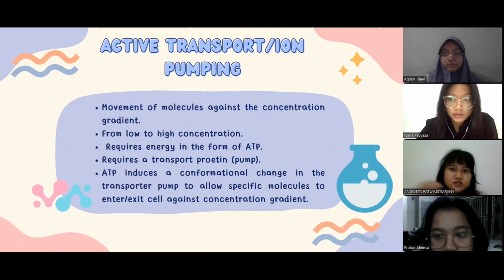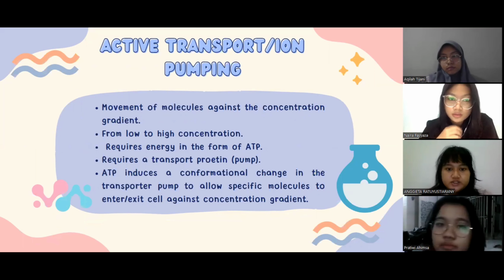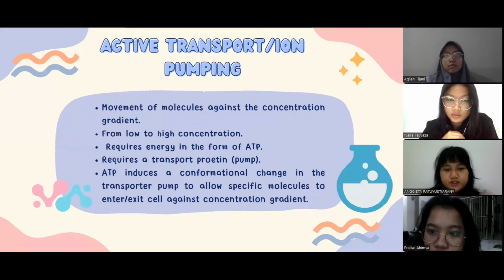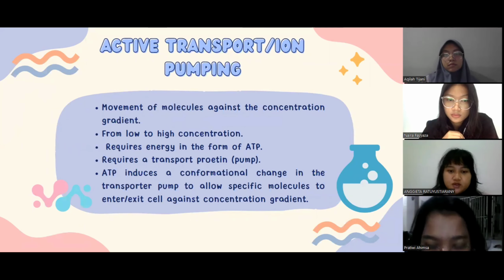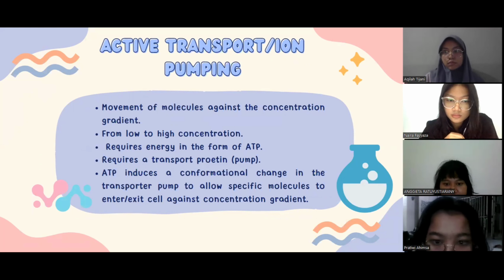The next one is active transport, or ion pumping. It is the movement of molecules against the concentration gradient, from low to high concentration. It requires energy in the form of ATP. It requires a transport protein pump. ATP induces a conformational change in the transporter pump to allow specific molecules to enter or exit the cell against the concentration gradient.